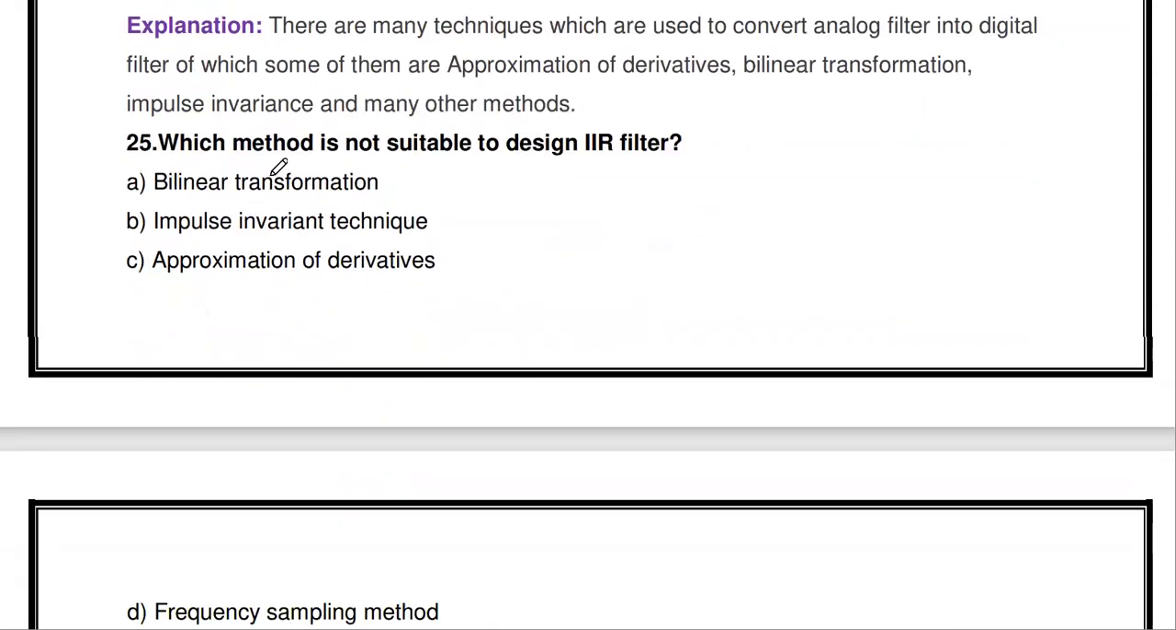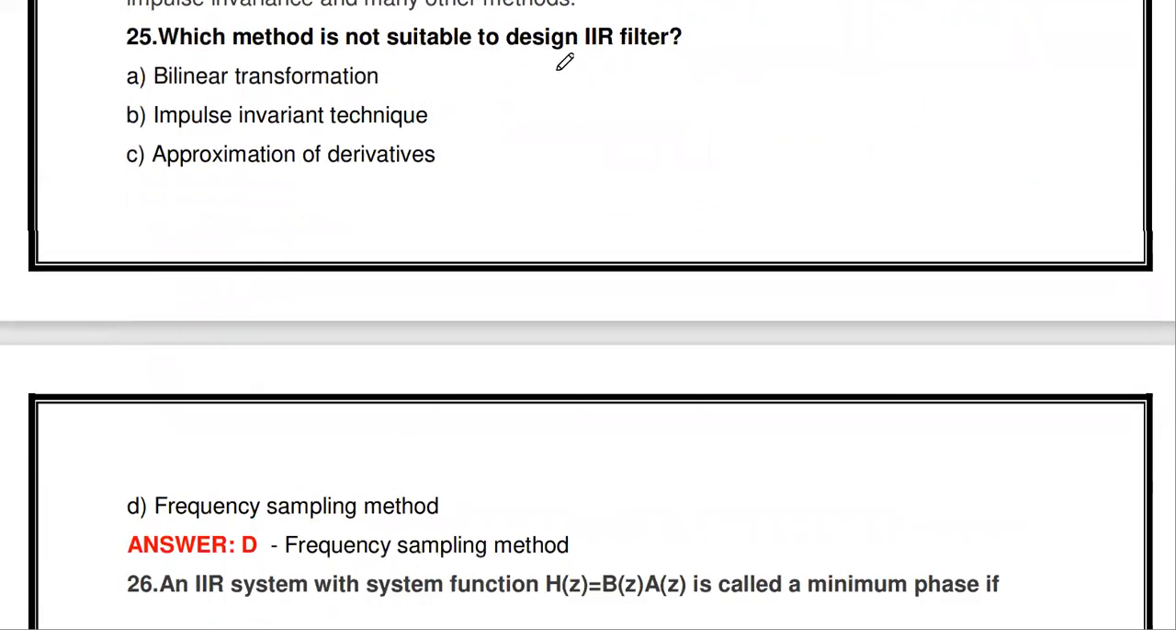Then the next one: which method is not suitable to design an IIR filter? Bilinear transformation, impulse invariant method, approximation of derivative, frequency sampling method. The first three are design techniques of the IIR filter. But the fourth one, you see, the frequency sampling method, is the method used to design an FIR, finite impulse response, filter.